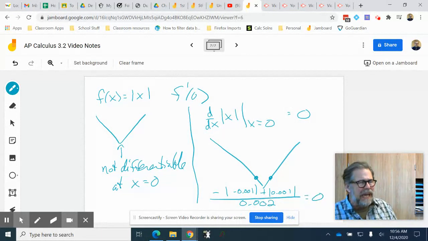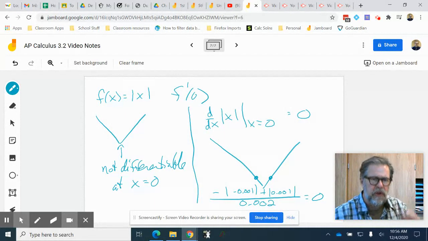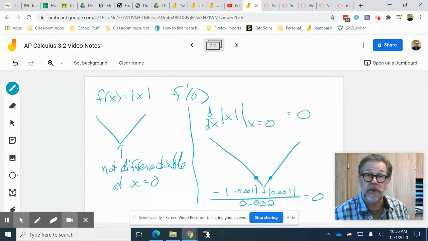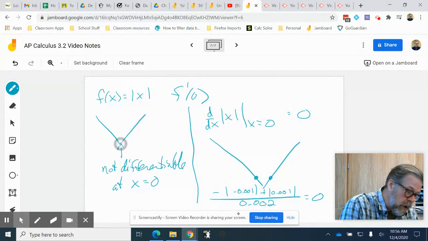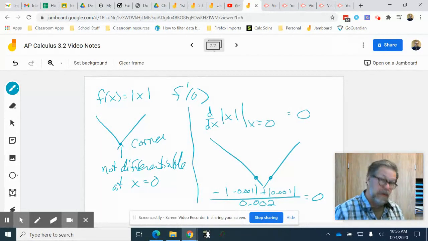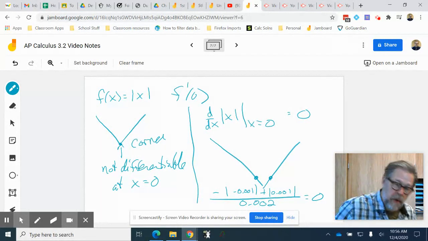So this, again, is another example of why it is so important that you already have an idea of what your answer should be. You should know, looking at this function, that it's not differentiable at that corner, so that you're not fooled into typing stuff into your calculator and saying, oh, derivative is 0. Moving on to the next problem.